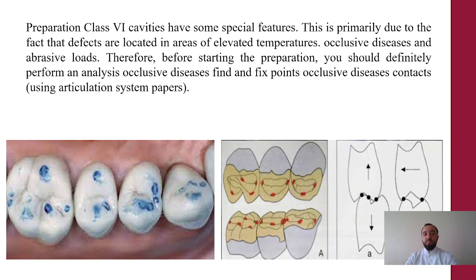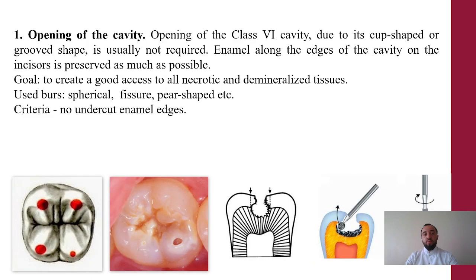1. Opening of the carious cavity. Opening of the class 6 cavity, due to its cup-shaped or grooved shape, is usually not required. Enamel along the edges of the cavity on the incisor is preserved as much as possible. Goal: to create good access to all necrotic and demineralized tissue. Use burs: spherical, fissure, pear-shaped, etc. Criteria: no undercut enamel edges.